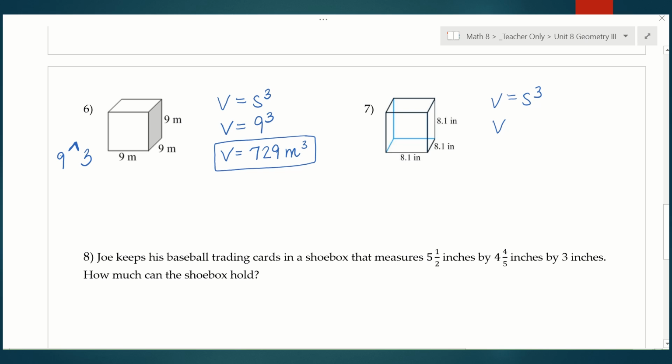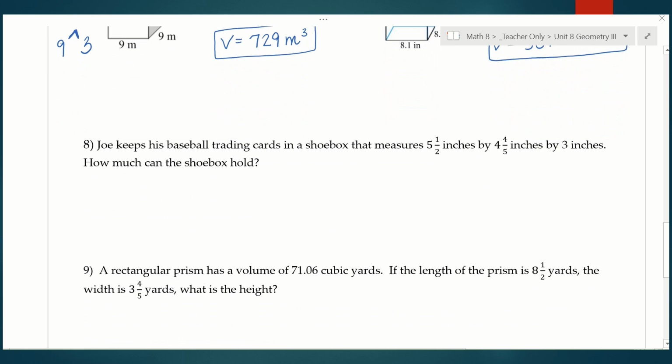Side to the third power. 8.1 to the third power. Type that in. This is going to give me 531.441 inches cubed. Okay, great. Let's look at number 8.